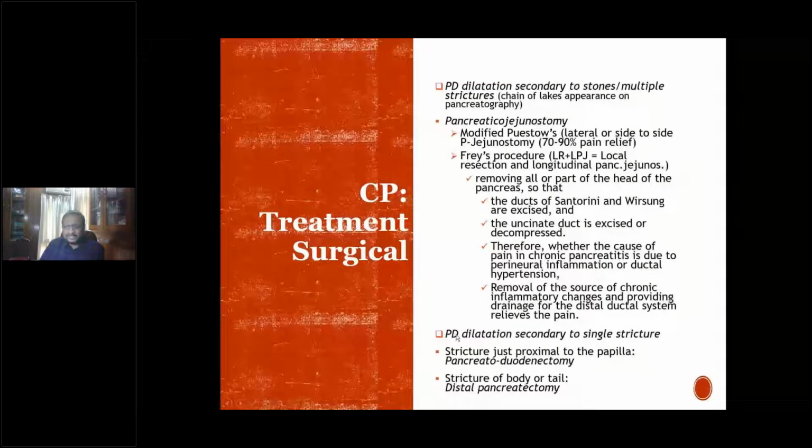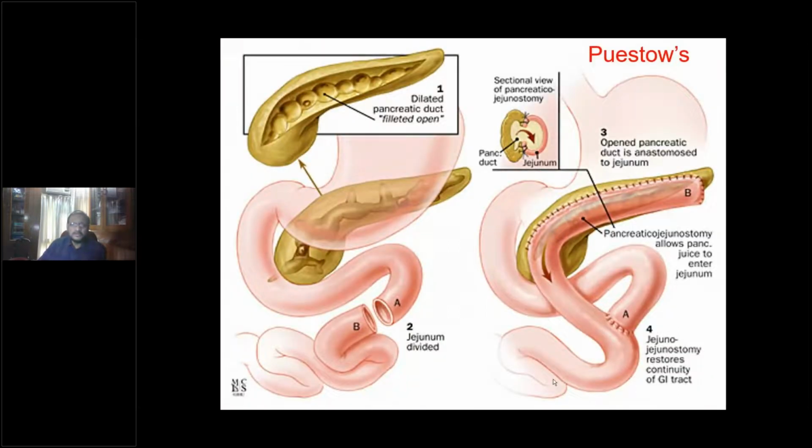Pancreatic duct dilatation secondary to a single stricture. So this is multiple strictures. If you have one single stricture, it is much easier to manage. And how can you do that? Just proximal to the papilla, do a pancreatic... stricture of the body or the tail, you find there's a stricture in the body or tail, you have to do a distal pancreatectomy, right? So this is what a Puestow's procedure looks like.